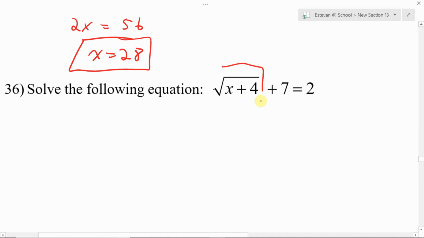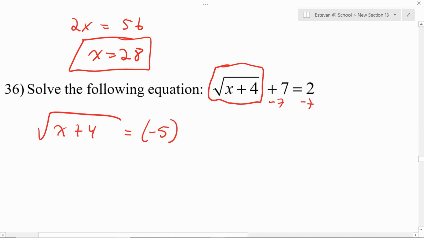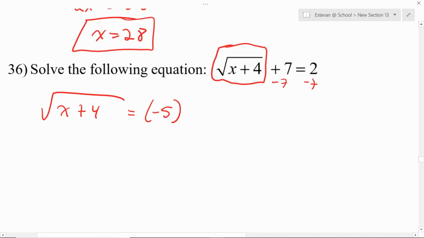36. We need to get the radical by itself. We have 7, so we need to subtract 7 on both sides, leaving the square root of x plus 4 is equal to negative 5. Whenever the index is blank, that means the index is 2. So to get rid of the 2, we have to square both sides. By squaring, it gets cancelled, leaving you with x plus 4 is equal to 25. Negative 5 times negative 5 leads to a positive 25.